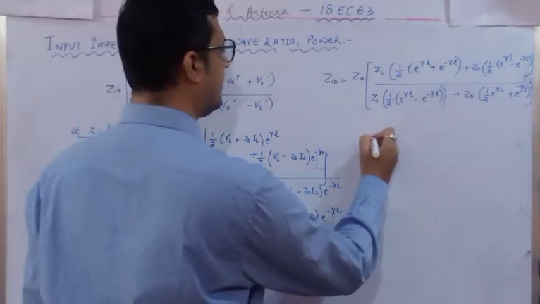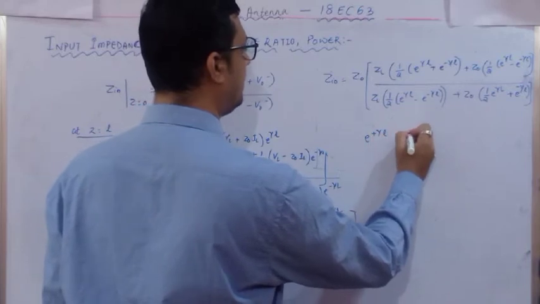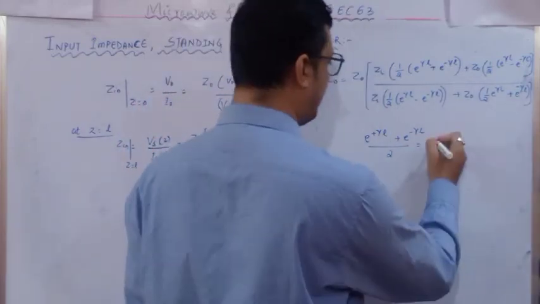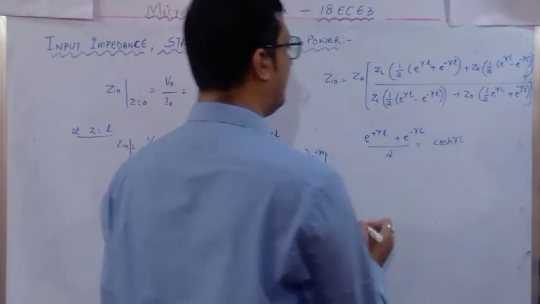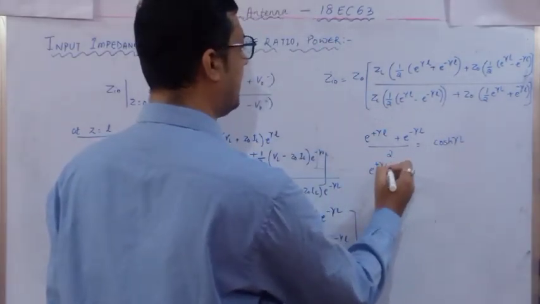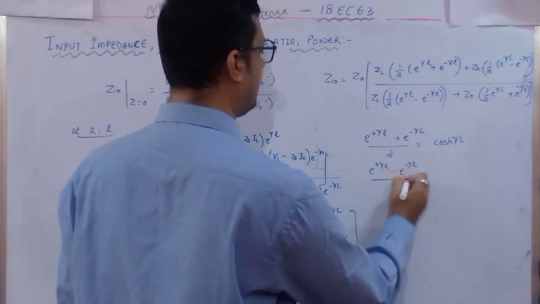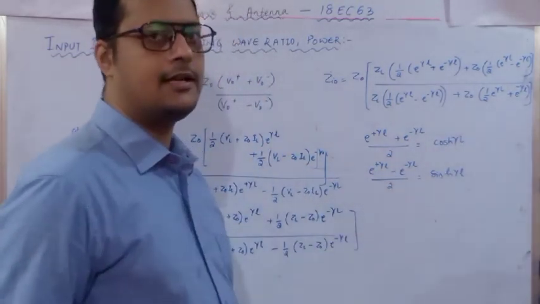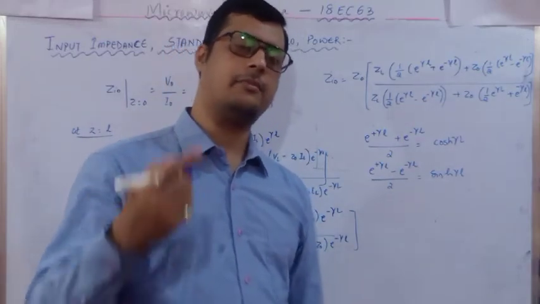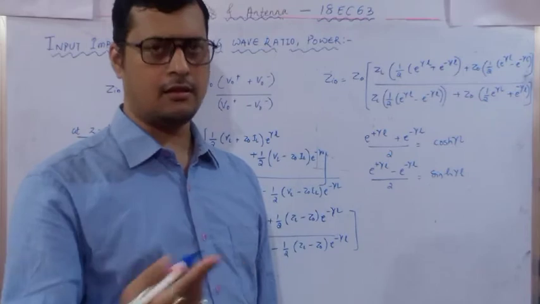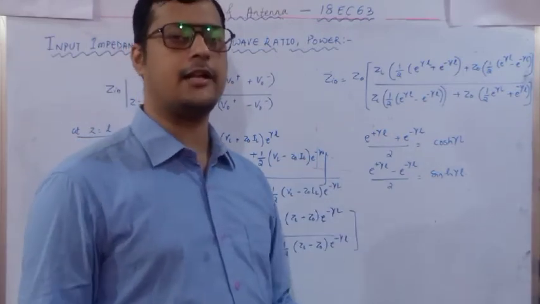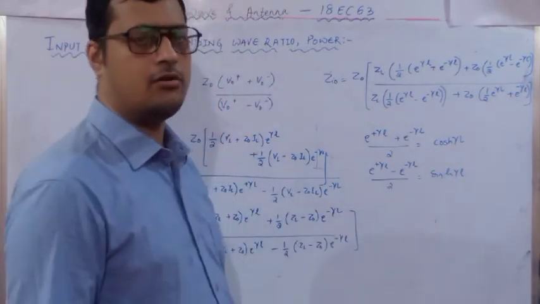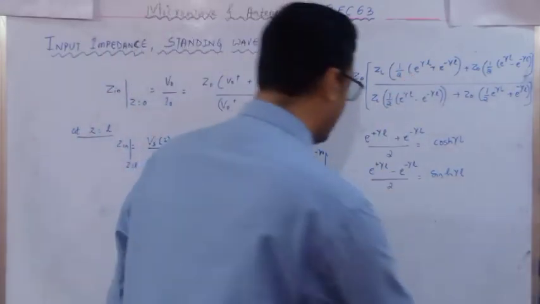So here I can write e to the power plus gamma L plus e to the power minus gamma L divided by 2 is called cos hyperbolic gamma L. Similarly, e to the power plus gamma L minus e to the power minus gamma L divided by 2 is sin hyperbolic gamma L. As we take e to the power j theta plus e to the power minus j theta divided by 2, which is cos theta, but since it is a complex value, we use the hyperbolic formula. So it is cos hyperbolic gamma L, this is sin hyperbolic gamma L. Now we have to substitute here. So let us substitute the values.